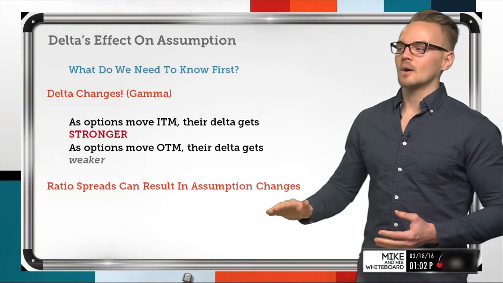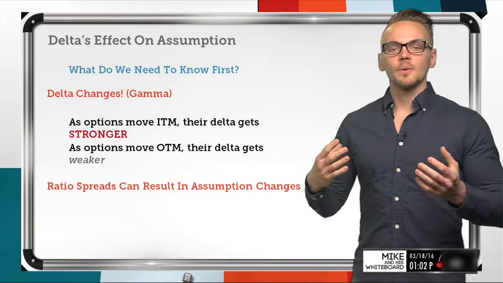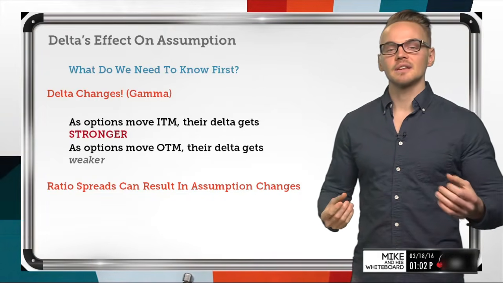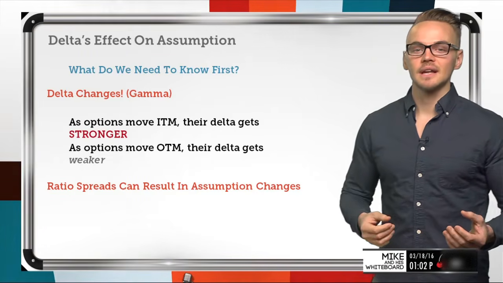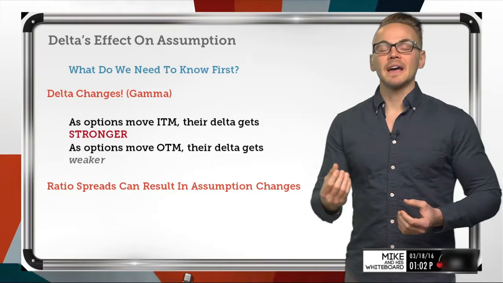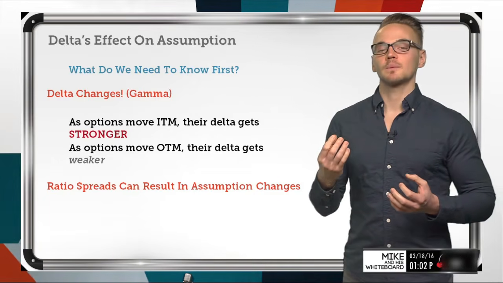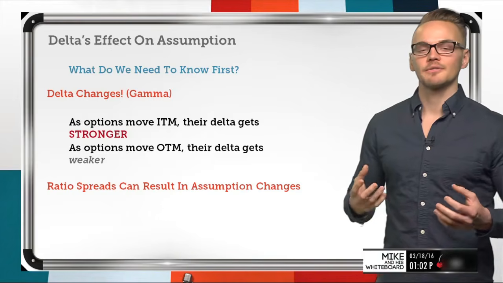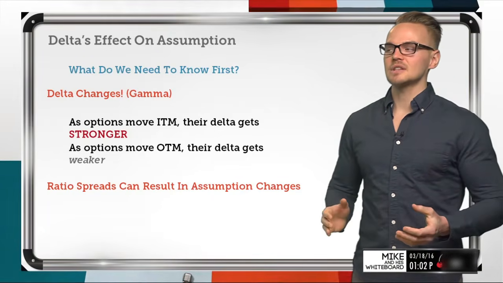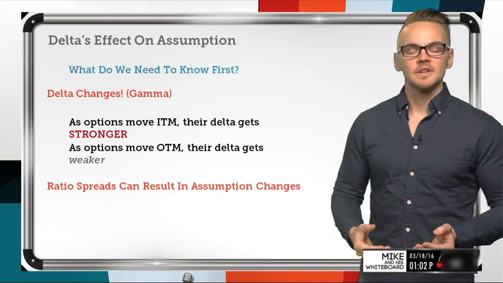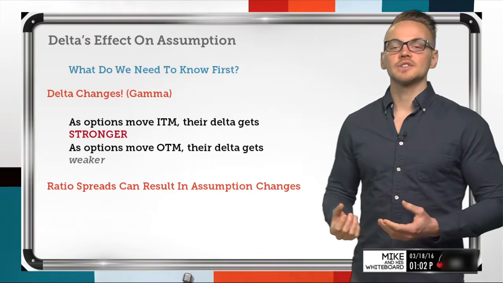One really special subject is ratio spreads, where we're either buying one option and selling two against it, or buying two options and selling one against it. The one where we're buying two and selling one would be called a back ratio, and the ratio spread where we're selling two and buying one would be a front ratio. What's interesting about those spreads is that they can actually result in an assumption change.